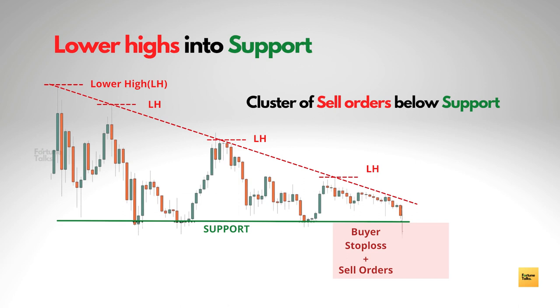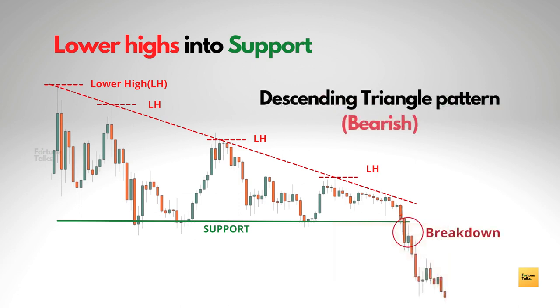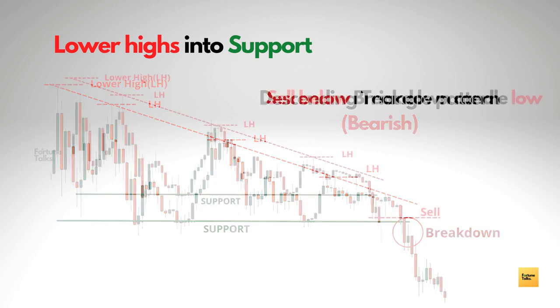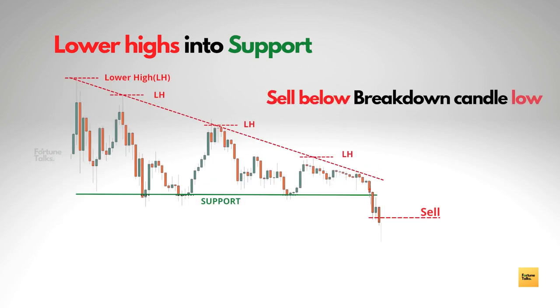Now clearly this is a sign of weakness in terms of buying. And you might be familiar with this chart pattern called the descending triangle. So if you spot such a pattern in the market, it means that the market could break down lower. In this case, you should initiate a short trade below the breakdown candle low after the candle closes below the support level, just for confirmation.